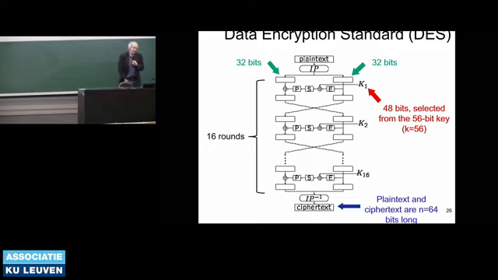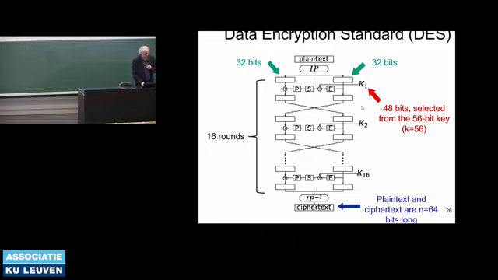If you're a hardware designer, you will see it's very easy to implement this in hardware, so it fits in little hardware. You just do this 16 times, every time with a different key, and those key bits are 48 key bits selected from the 56-bit key. So in every round, you don't use all 56 key bits, you leave out 8 key bits, but you use all the other ones.